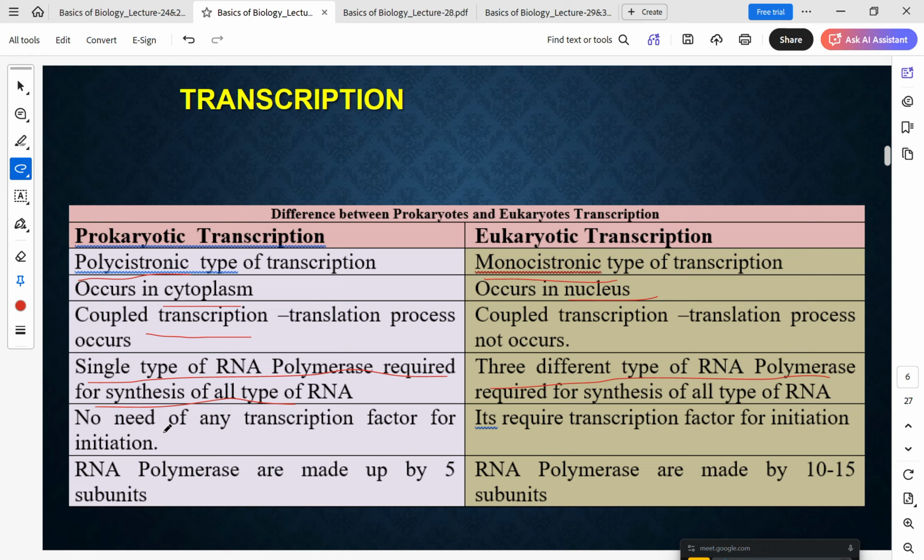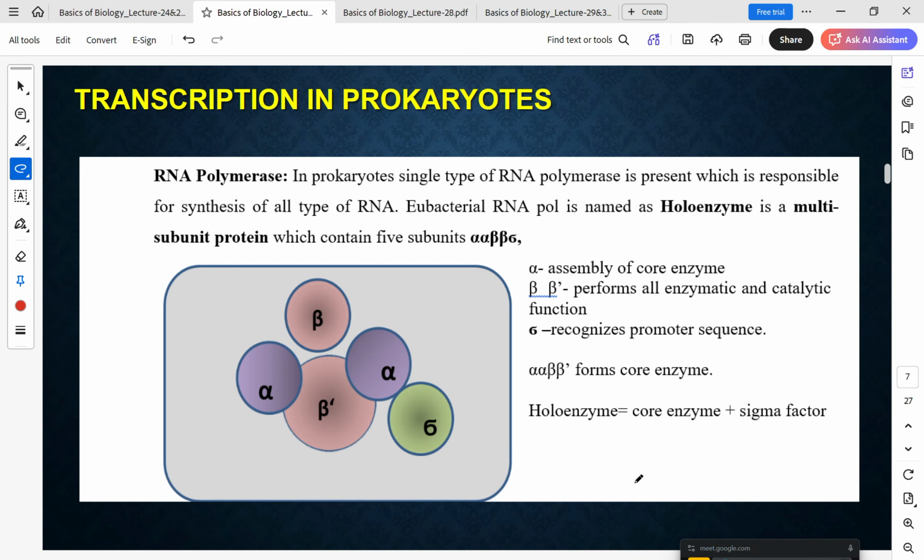There is no initiation factor required for prokaryotic transcription, whereas eukaryotic transcription requires some particular transcription factors for initiation. And the RNA polymerases in prokaryotic transcription are simpler in nature. They're only made up of 5 subunits, whereas in case of eukaryotic transcription there are 10 to 15 subunits depending on which polymerase you are looking at. In case of prokaryotic transcription, as I said, there are 5 subunits: 2 alpha subunits, 1 beta, 1 beta dash, and a sigma subunit.